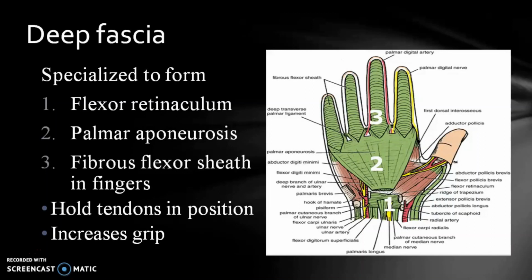Those are, it is specialized to form flexor retinaculum, which we already dealt. Then we will be having palmar aponeurosis and fibrous flexor sheaths in fingers. And these flexor sheaths are mainly for holding the tendons in position, and also this palmar aponeurosis is going to increase the grip of the hand to hold an object. So these are the importance of deep fascia present in hand region, which is modified as flexor retinaculum, palmar aponeurosis and fibrous flexor sheaths. The importance is that it is holding the tendons in position and it is increasing the grip.